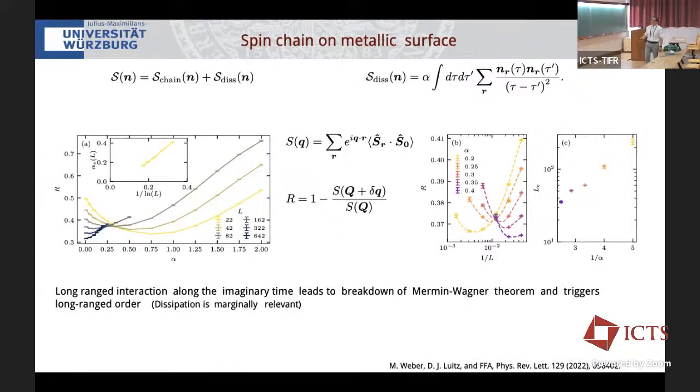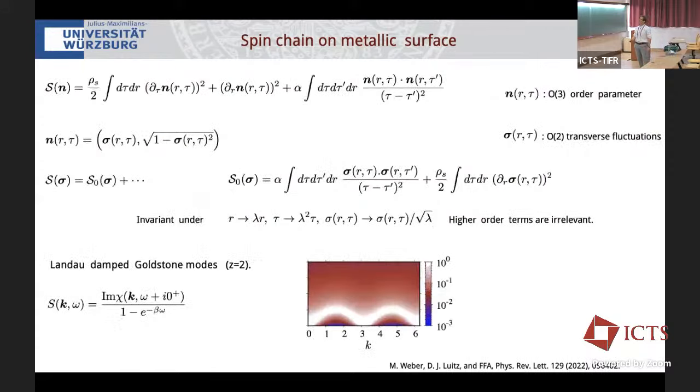So what we've understood is that if you put a spin chain onto a metallic surface, it's like coupling a spin chain locally to an ohmic bath, and it generates long-range order. What we've learned is that dissipation is marginally relevant. So we have a way of understanding this.